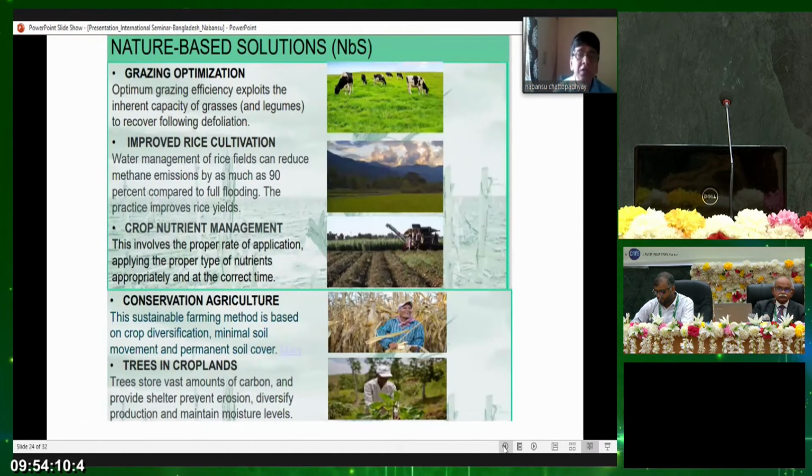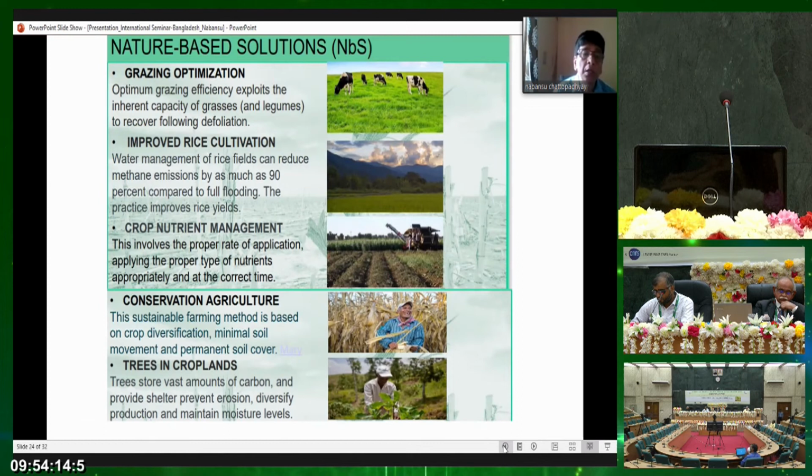And there are some nature-based solutions which we are trying: grazing optimization, improved rice cultivation, crop nutrient management, conservation agriculture, and trees in the cropland. I think this kind of intervention is coming in a big way in South Asia to help the farming community in a big way.